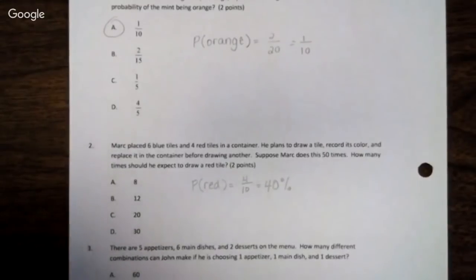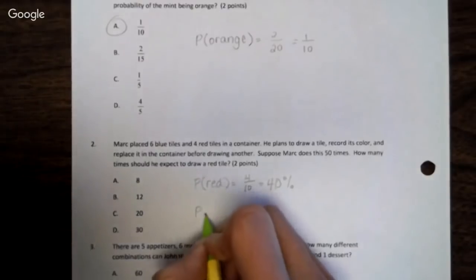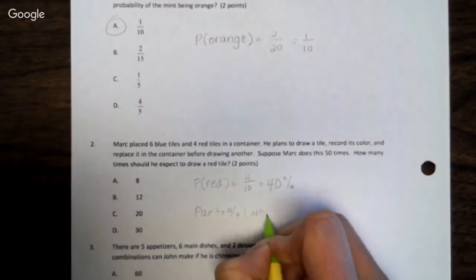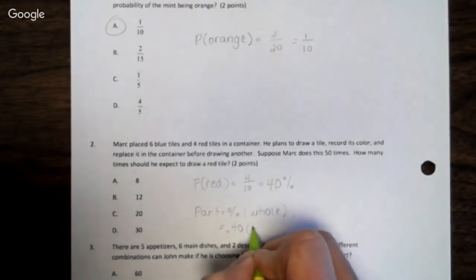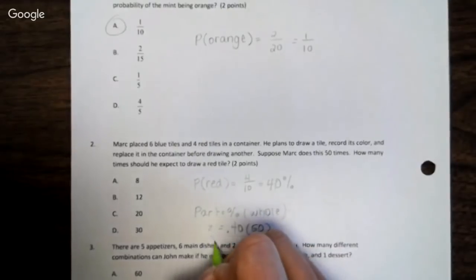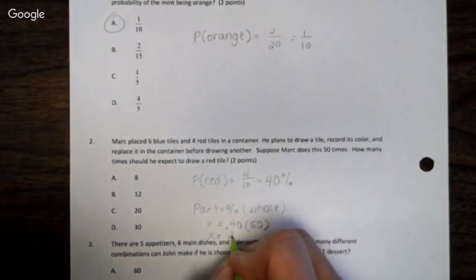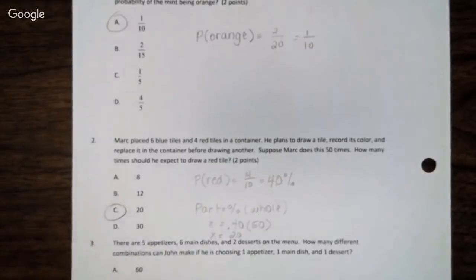So you would expect, if you were to draw the tiles, that you would get a red tile 40% of the time. So we're going to do part equals percent times whole to figure out what 40% of 50 is. So 40% of 50, because he does it 50 times, would be 20, which is choice C.